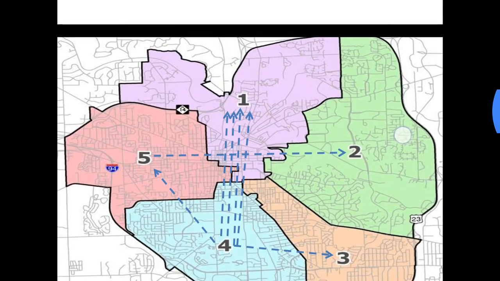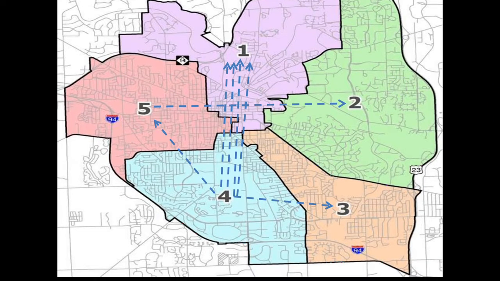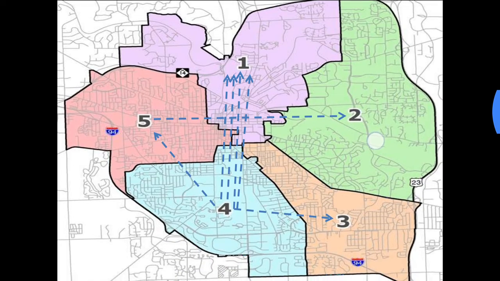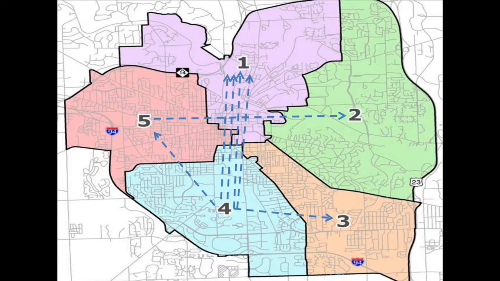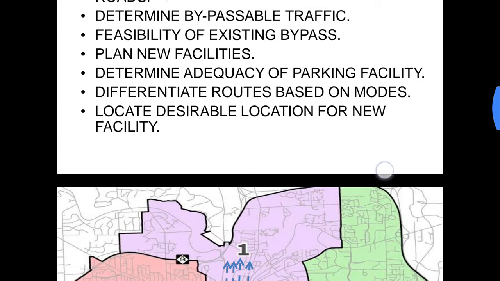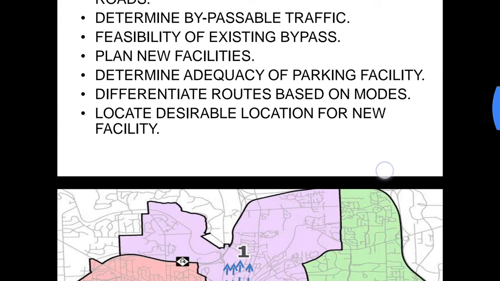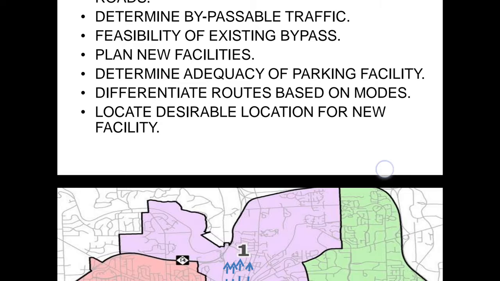Okay, we can provide cycle tracks if from the data we get that there are more cycle users in that vicinity. Okay, and similarly other facilities like metro rail, BRTS bus.